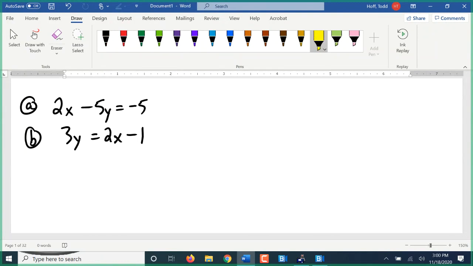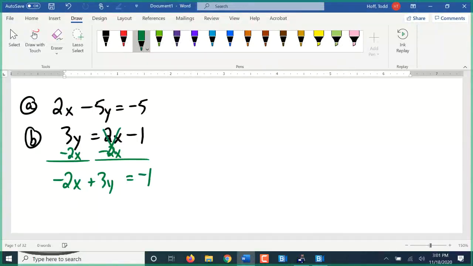Equation A is fine. X, y equals constant. Equation B, not so fine. It's in the wrong order. I need to get this x over to the other side. So to do that, I'm going to start by subtracting 2x. Now, 3y minus 2x, I could write it as 3y minus 2x, or I'm going to write it as a negative 2x plus 3y, because I want them in that order, x and then y, then the equal sign. On the right side, the 2x and negative 2x cancel out, I have negative 1.